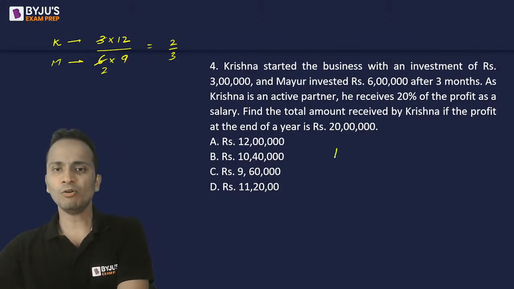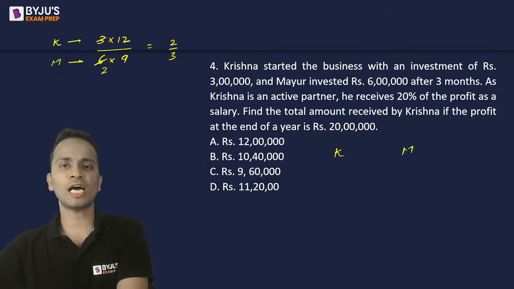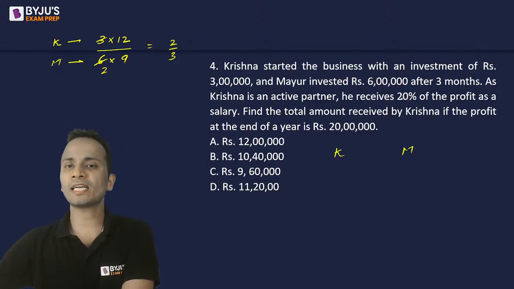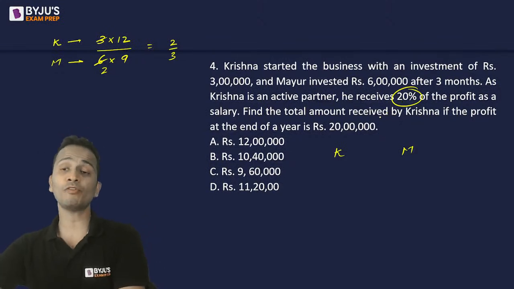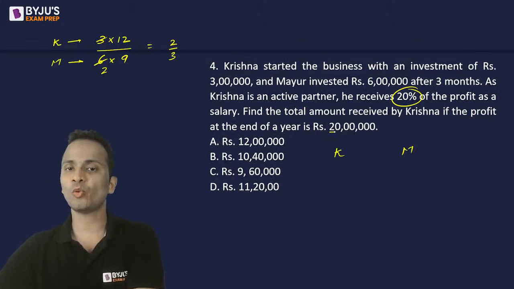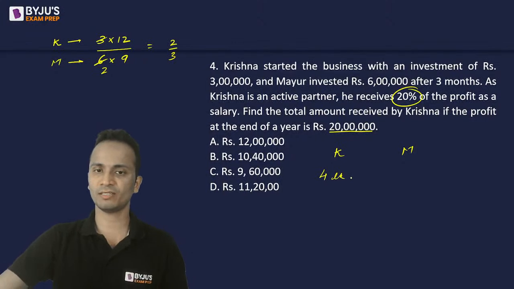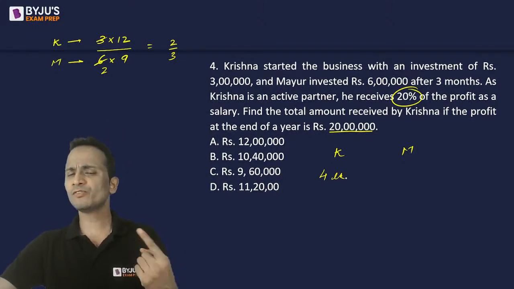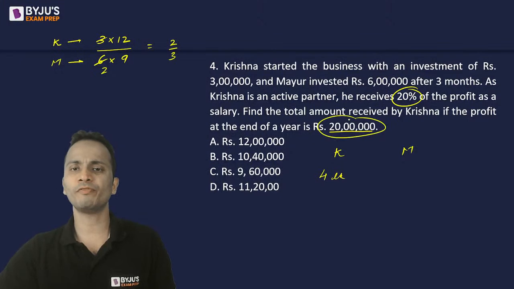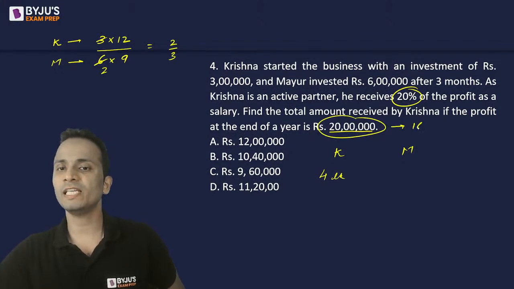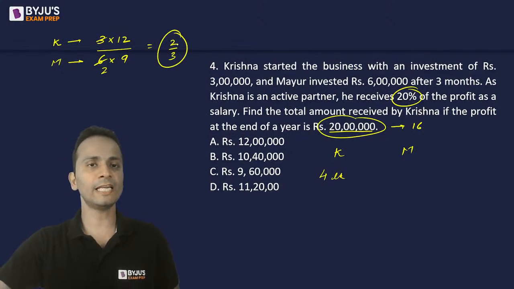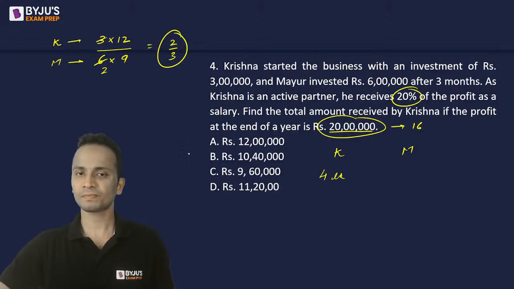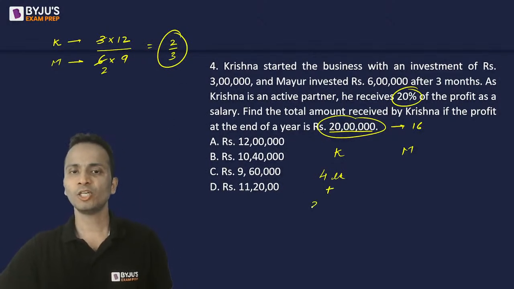Now, talking about the shares of Krishna and Mayur. Krishna as an active partner receives 20% of the profit. Now, the profit is 20 lakhs. So 20% of 20 lakhs, that means 4 lakhs, first of all, will be received by Krishna. Now, after this 4 lakhs is deducted from the total profit, the leftover profit of 16 lakhs will be divided in the ratio of 2 is to 3. So further, Krishna will get 2/5 of 16 lakhs.